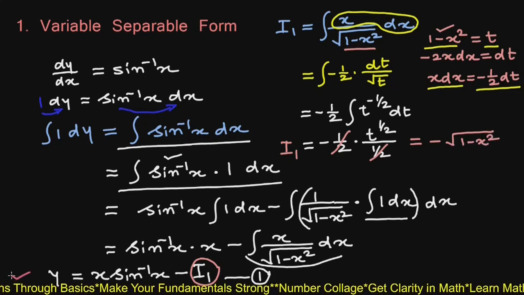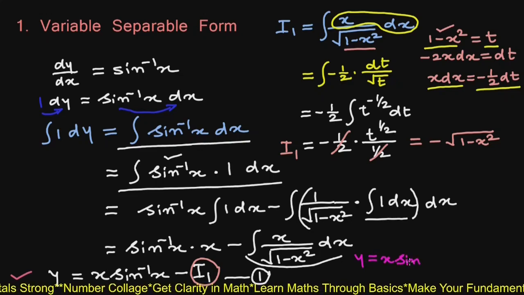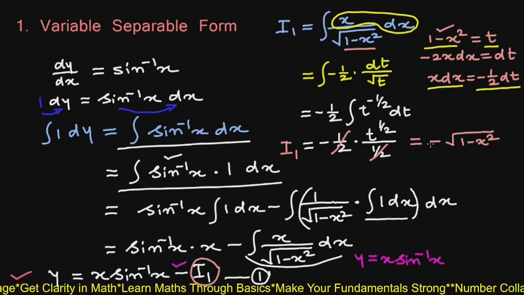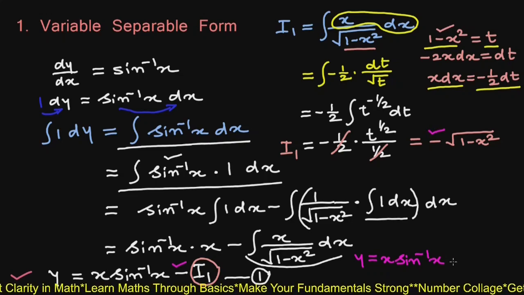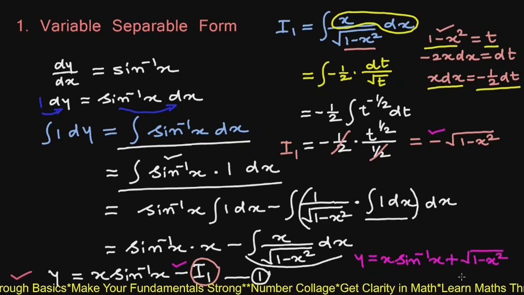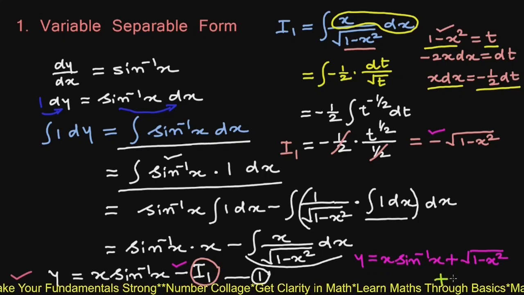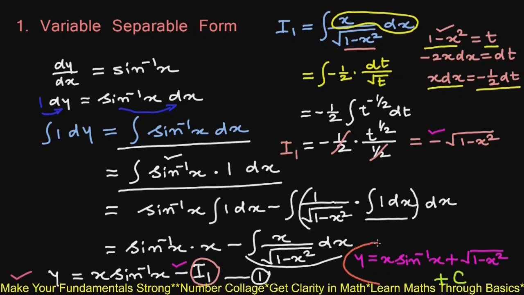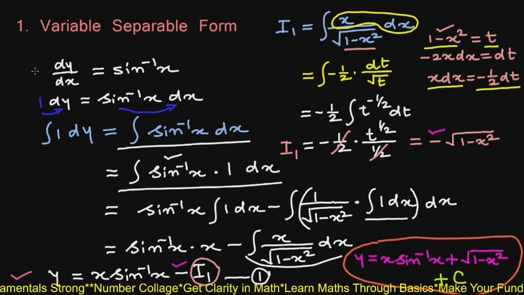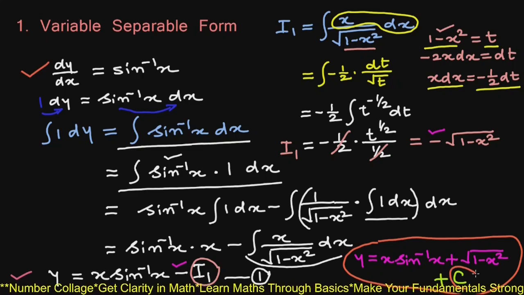Therefore this equation 1 will be y equals x sin inverse x, this minus into this minus will be plus square root of 1 minus x square, and in the end we will add the constant of integration c. So this is the general solution of this differential equation where c is arbitrary constant.